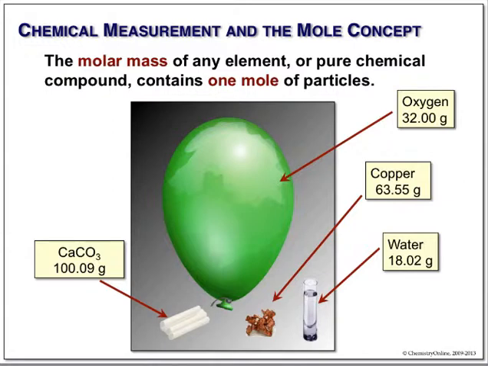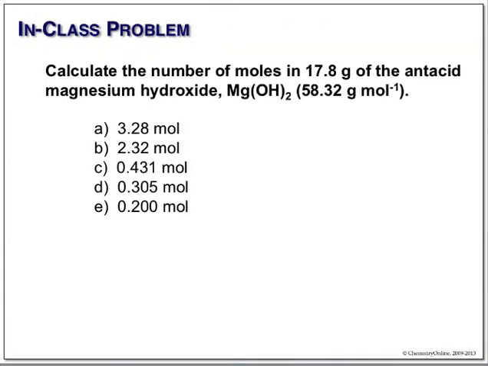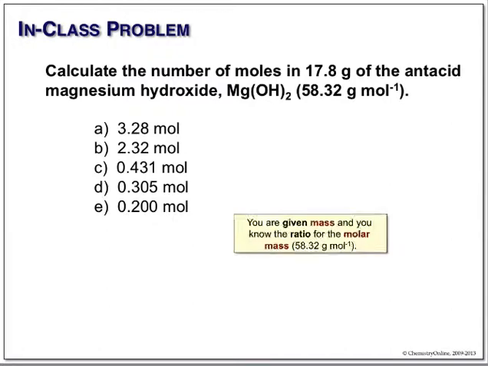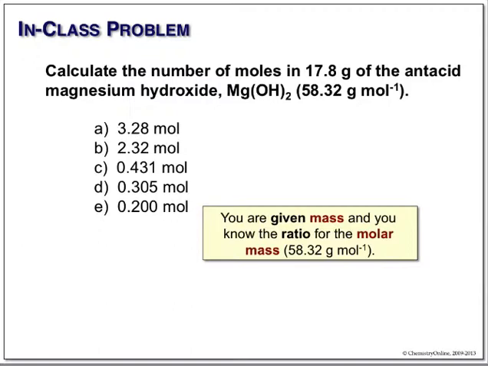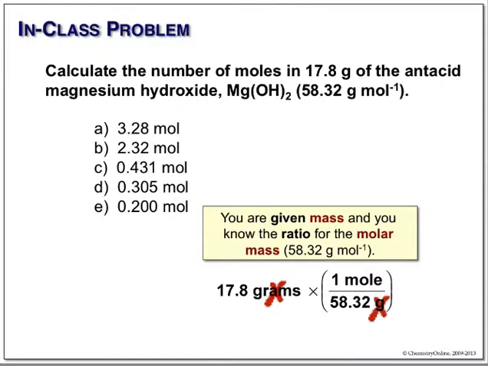Let's look at a couple simple problems here. If I tell you we have 17.8 grams of magnesium hydroxide, what is the number of moles that represents? What we're going to do here is solve this using our given, that's the mass of our magnesium hydroxide, and we're going to take the molar mass as our ratio. The molar mass is 58 grams per mole. We, of course, have inverted that so that grams will be in our denominator. We multiply this out, and this represents 0.305 moles of magnesium hydroxide.